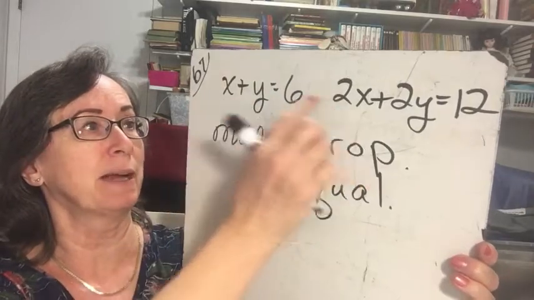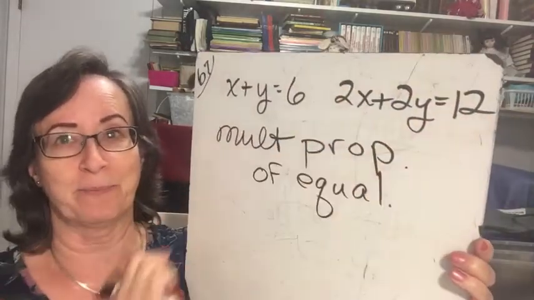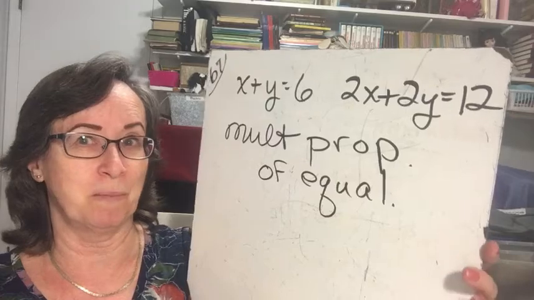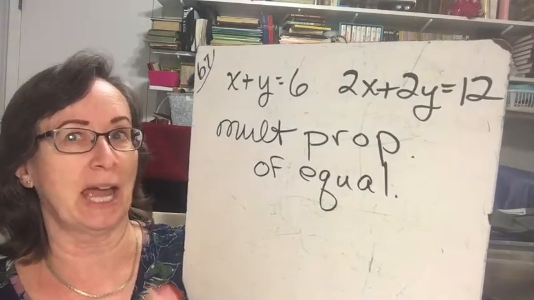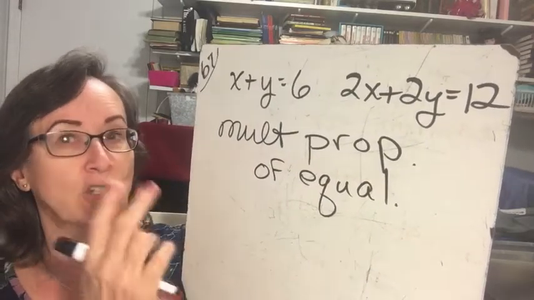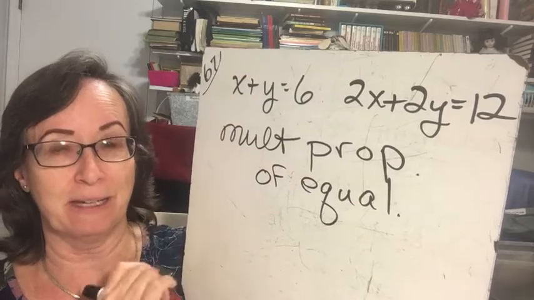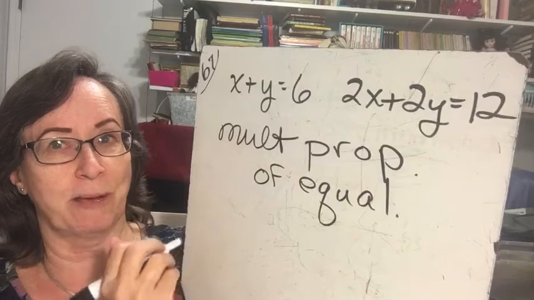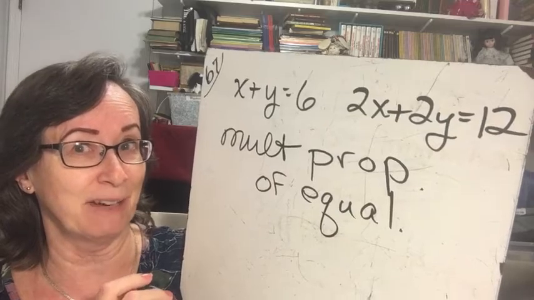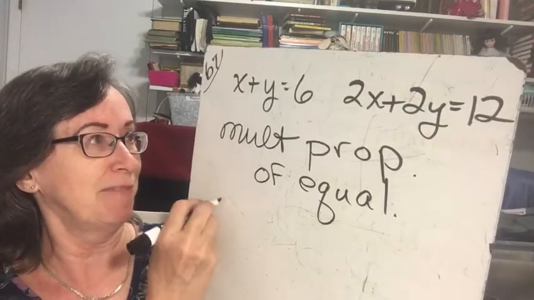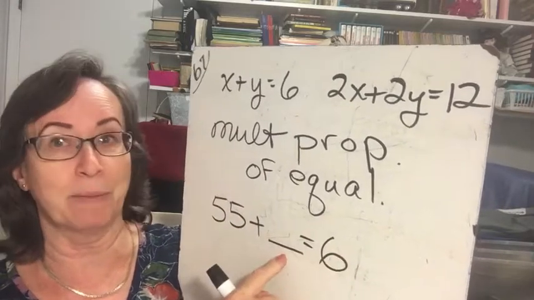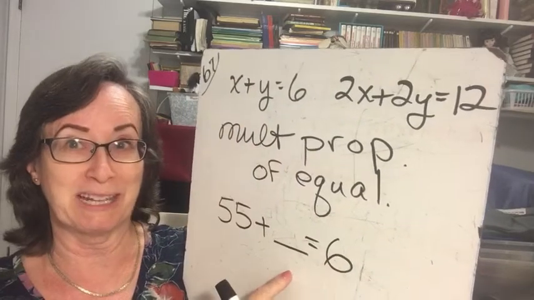So we multiplied x by 2 and y by 2 and 6 by 2. So we multiplied both sides of the equation by 2. So these two equations should be equivalent. Well, let's check. Now, x plus y is equal to 6. Since there are 2 variables, there are an infinite number of solutions for this equation. Now, what do I mean by infinite? Well, because I have both positive and negative numbers available to me, if I say 55 plus something equals 6, can I come up with a y that will make that true?